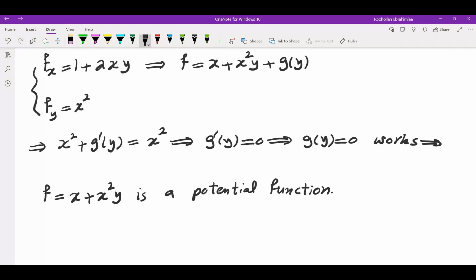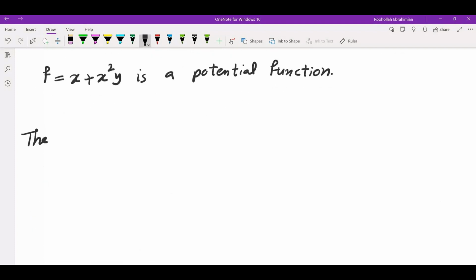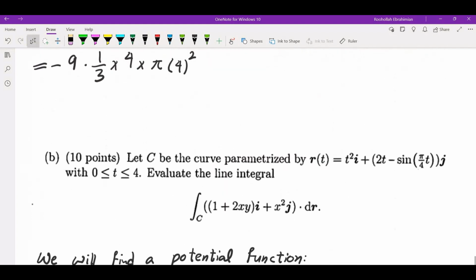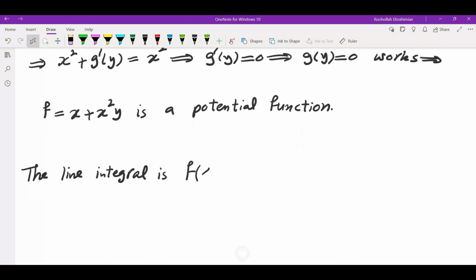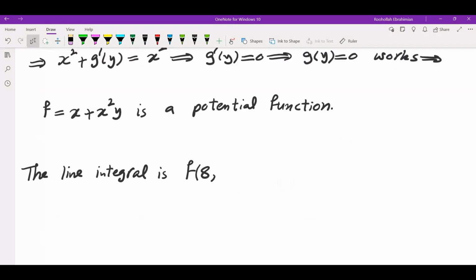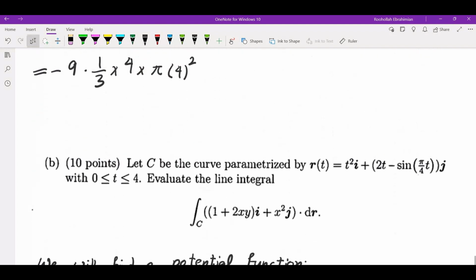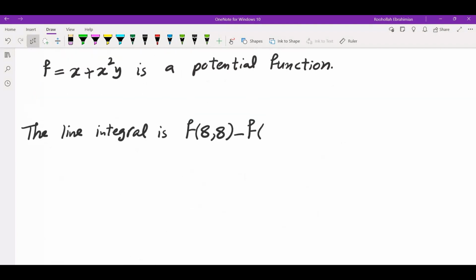Now that we have a potential function, we can plug in the endpoints. They told us the endpoints are 0 and 4. So the line integral is going to be f of, if you plug in 4, we get 8 for the first component. And the second component would be 8 minus sine of pi, which is 0. So that's also 8, minus f of, when you plug in 0, you get 0 squared, which is 0. 2 times 0 minus sine of 0, that's also 0, minus f of 0, 0.